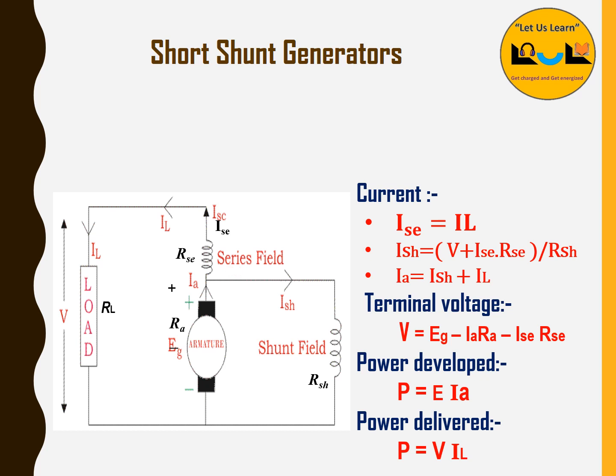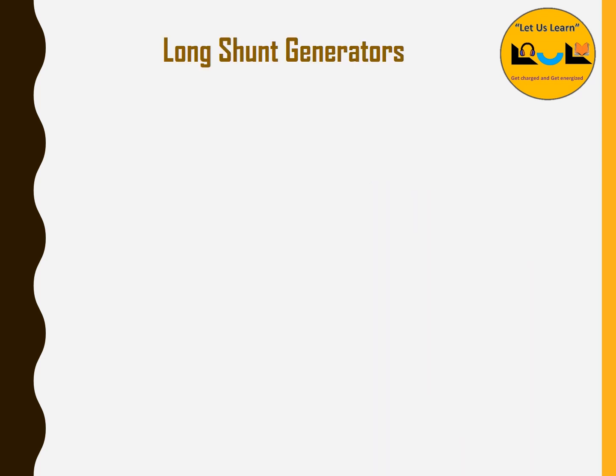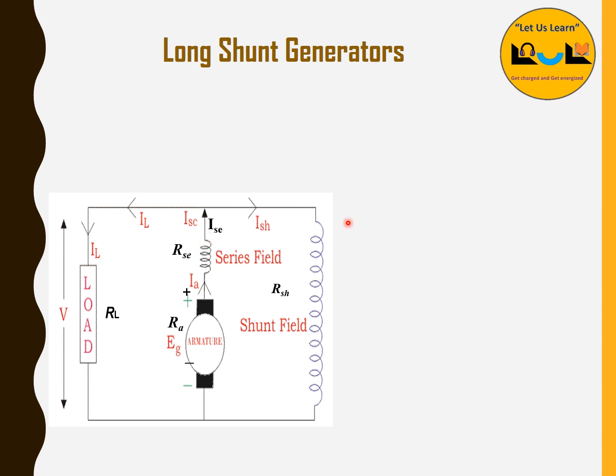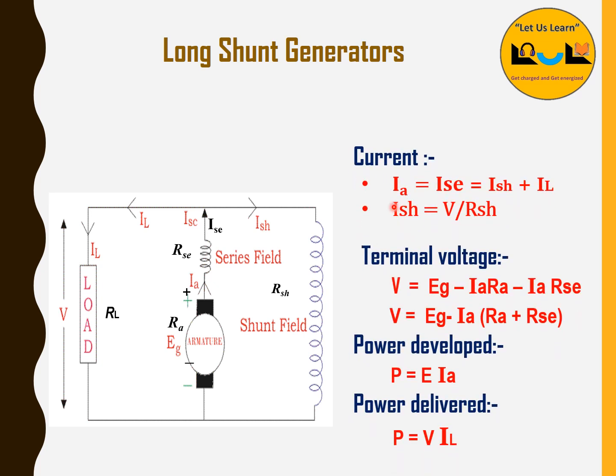Now we are going to discuss the long shunt DC generator. In the long shunt DC generator, the armature winding and series winding are both connected in series, and the shunt field winding is connected across them, because it is a long shunt. Long shunt means the shunt field winding is connected across the series field winding and the armature winding. So here Ia, the armature current, is equal to ISE, because armature and series field winding are connected in series.